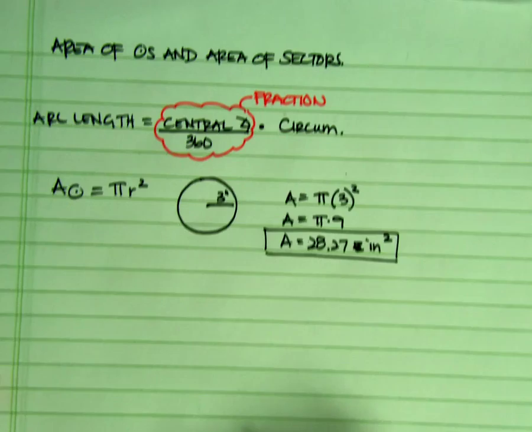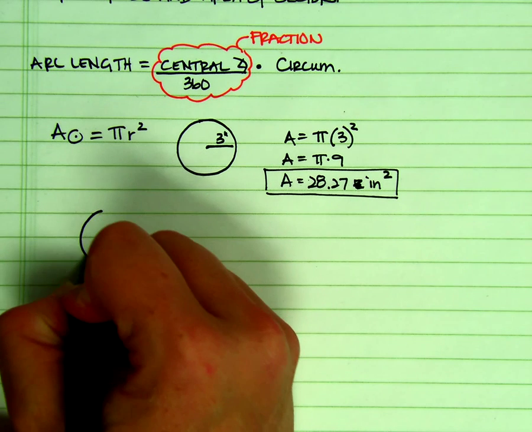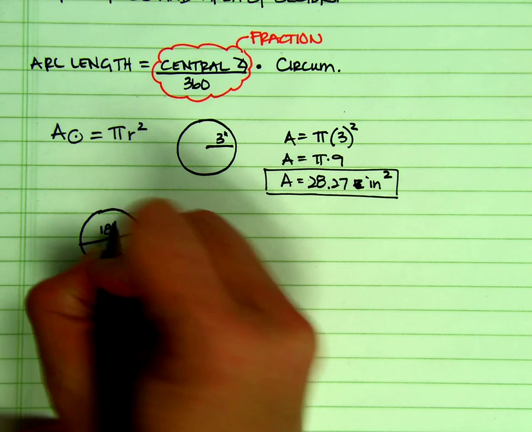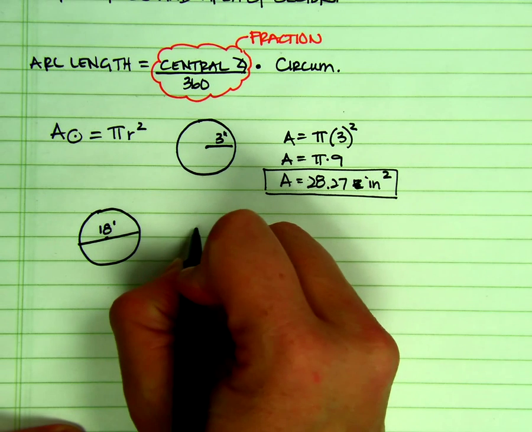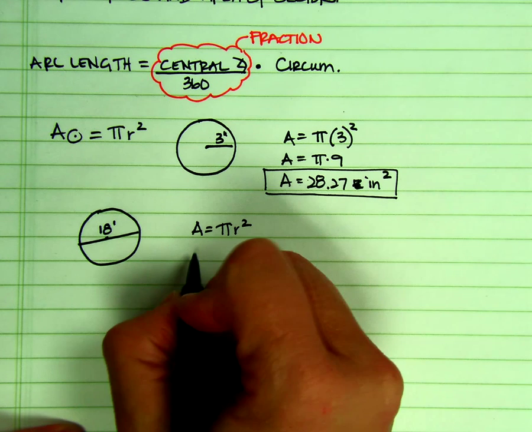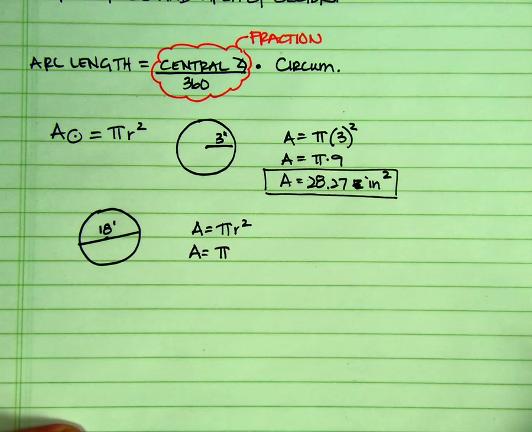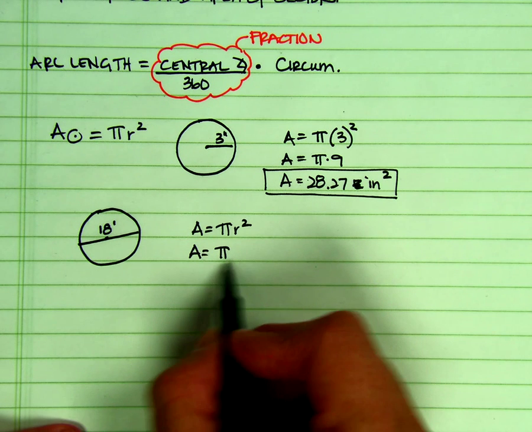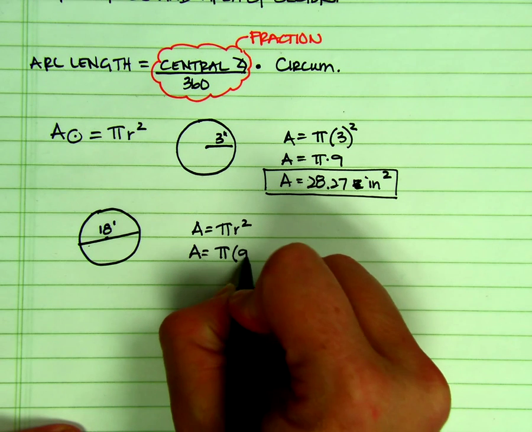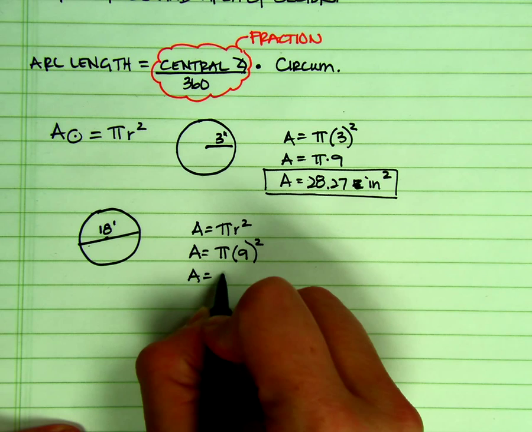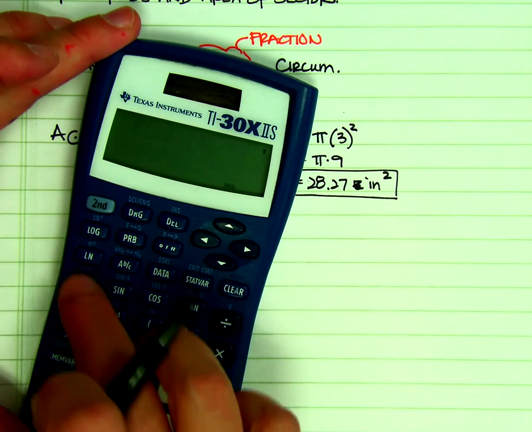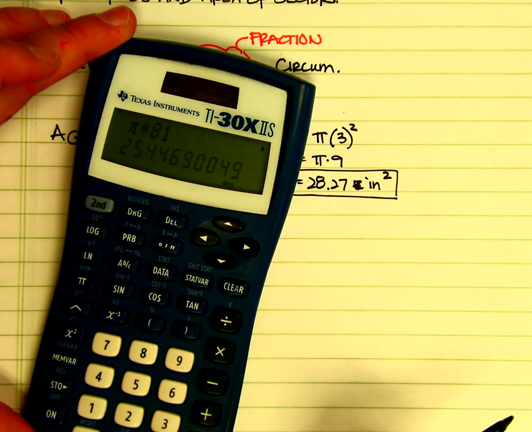If I have a circle, and I know the diameter is 18, we'll make it feet, so 18 feet. The formula does not change. It is area equals pi radius squared. We're looking for the area. Pi is a constant. The radius, though, well, I have a diameter, which is 18, so the radius is half of that. So it's going to be 9 squared. So pi times 81, or 81 pi, however you want to look at it.